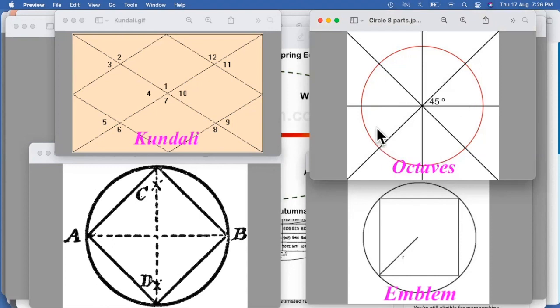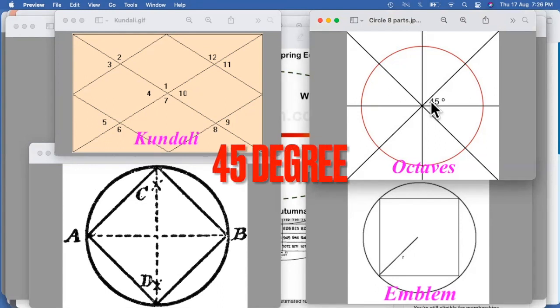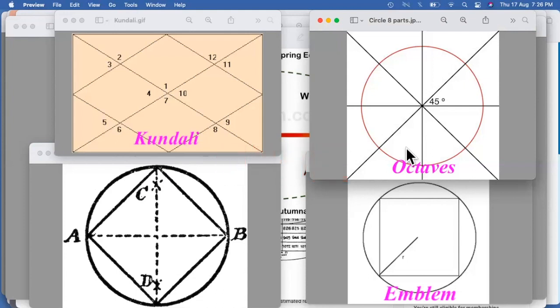Now we have these 8 parts, which are at perfectly 45 degrees to each other. So every part is 45 degrees. Octaves are basically related to 45 degrees. This is what we can primarily say. It's not exactly the same, but in comparison to a circle, this is what it means. Now the second thing we have seen is the Gann emblem.